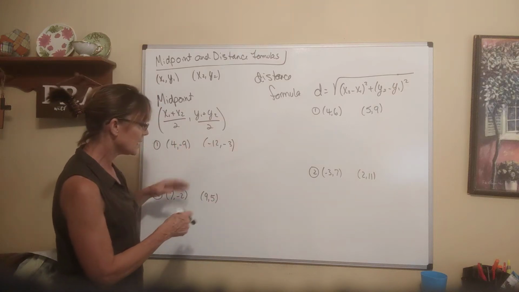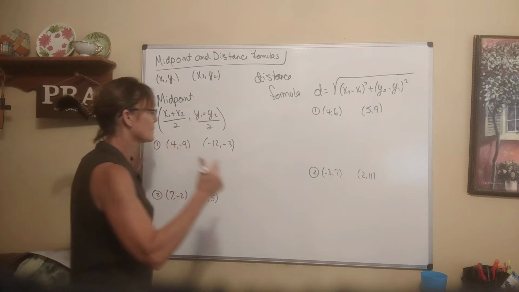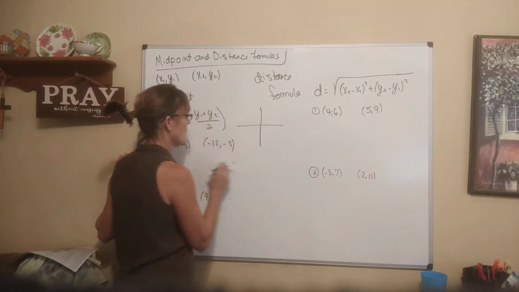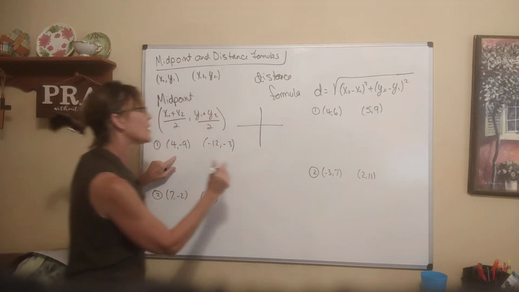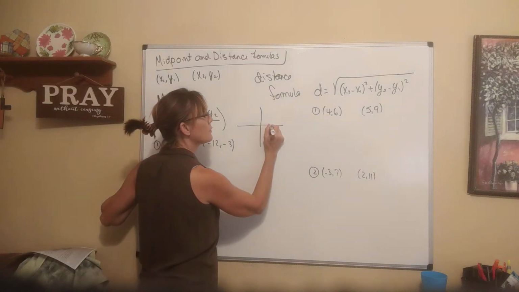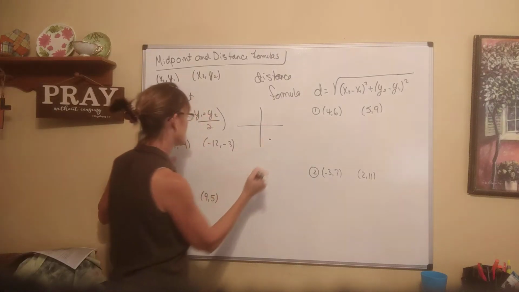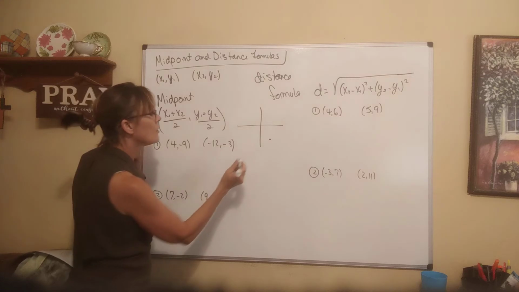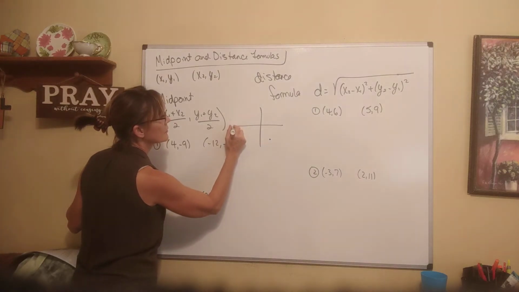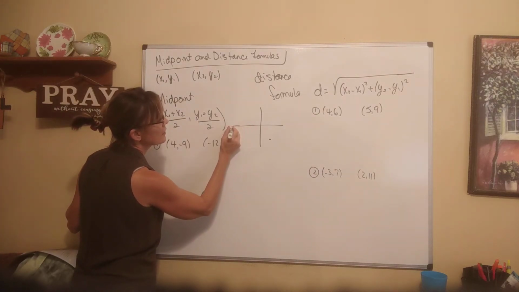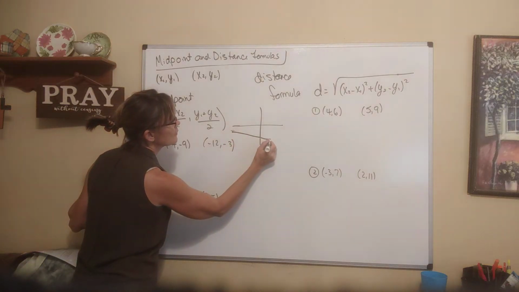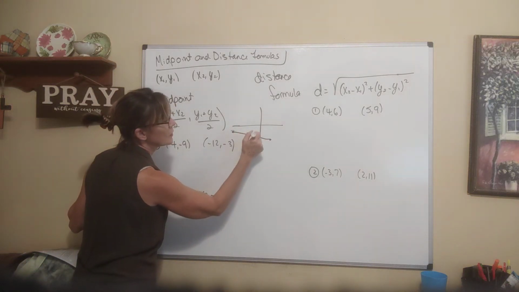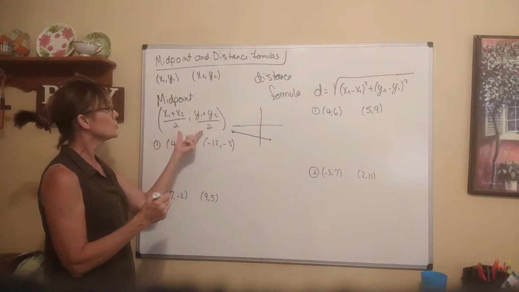So we could ballpark this. This is a little sketch. Let's see, 4, -9, where would that be? Over here, 4, maybe down, -9 might be there. And -12, -3, what would that be? Maybe something like that, maybe a little lower. If this is our line segment, we're going to try to find the middle point somewhere in there. So we could use this formula.